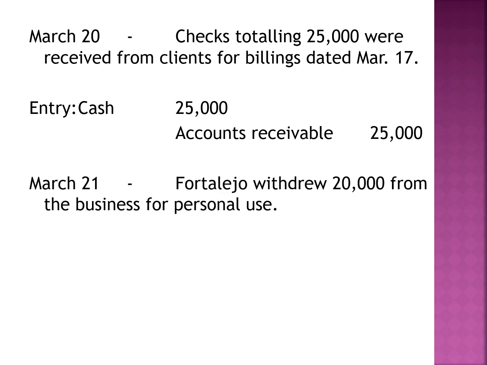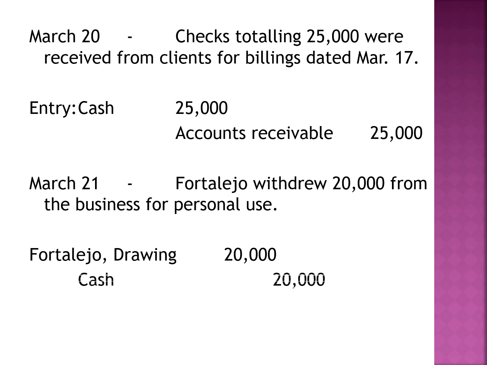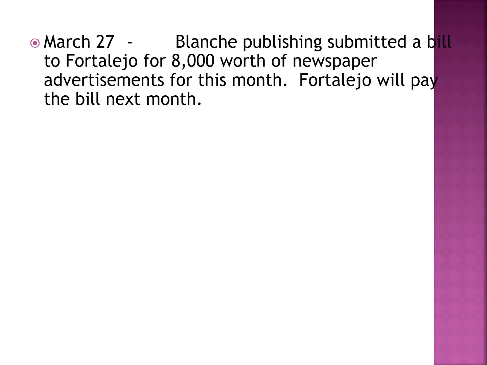company. March 21. Fortalejo withdrew 20,000 from the business for personal use. So every time Fortalejo withdraws something from the business, drawing increases. Therefore, we debit drawing. So Fortalejo drawing 20,000 and credit what is being withdrawn by Fortalejo. In this case, it is cash. So credit cash 20,000.